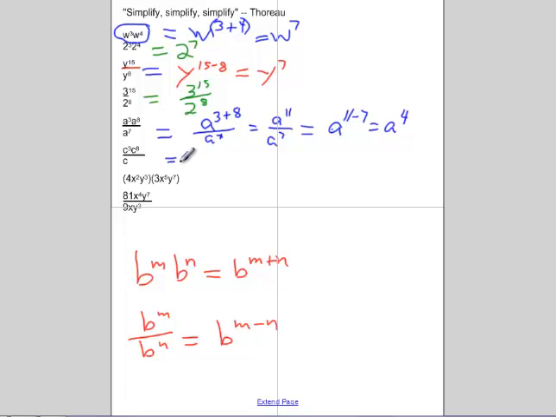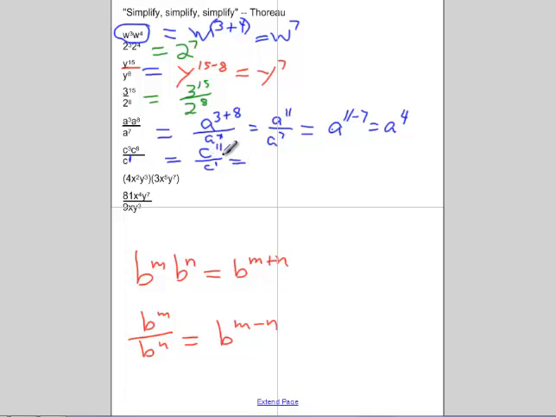This one, by the same rules, you'd add up 3 plus 8 to get c to the 11th power over c. And let's go back here and say we have to assume it's not written here, as the exponent is not written, so we have to assume what it is. We have to assume that it's a 1, because we can't say that it's c to the 0th power. We'll get to that in just a second.